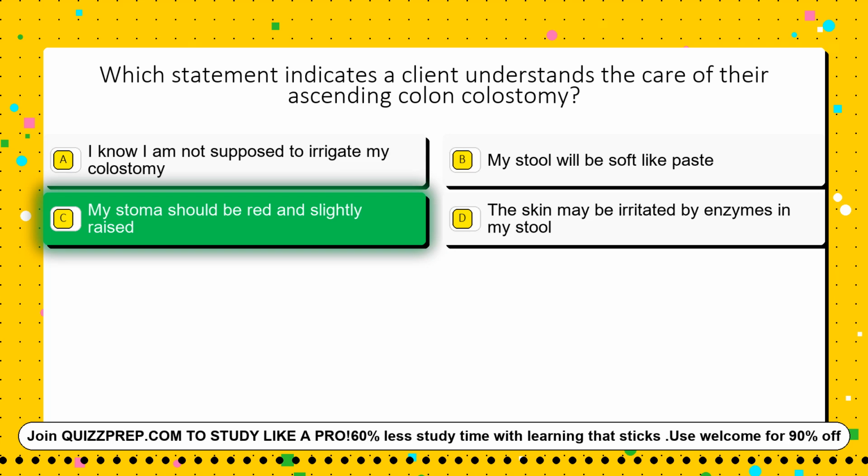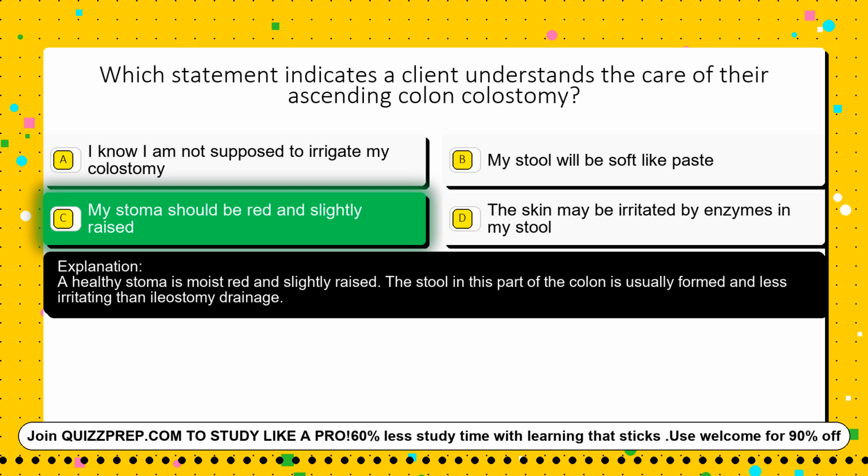The correct answer is option C. My stoma should be red and slightly raised. A healthy stoma is moist, red and slightly raised. The stool in this part of the colon is usually formed and less irritating than ileostomy drainage.